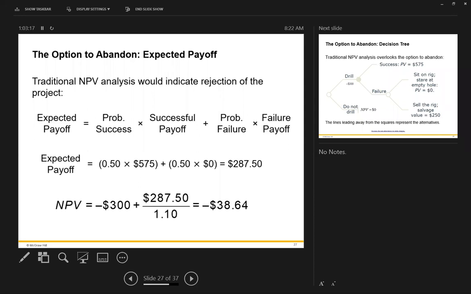So going back to the beginning of the chapter, our traditional NPV would indicate rejection of the project. So expected payoff is our probable success of that 575 net present value, that payoff plus 50% 0, probable failure. So our expected payoff is 287.50, but that's at the end of year 1. So now we have to bring it back to time 0 when we make that initial investment of 300. So divide the 287.50 by 1 plus the discount rate. So under this scenario, our net present value would be negative, which signals rejection.